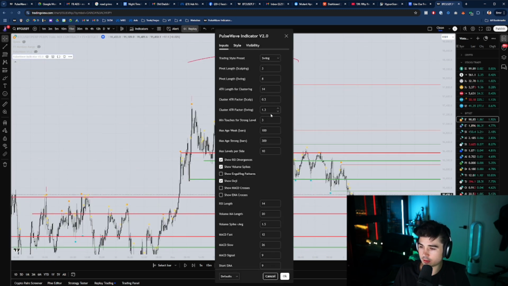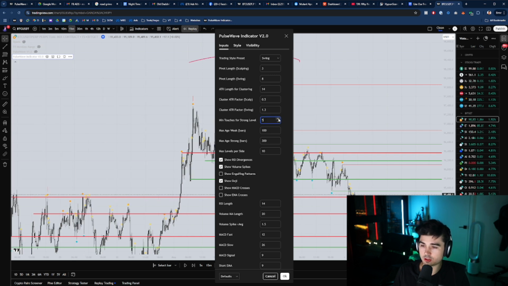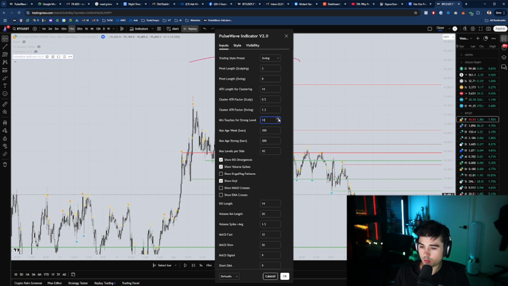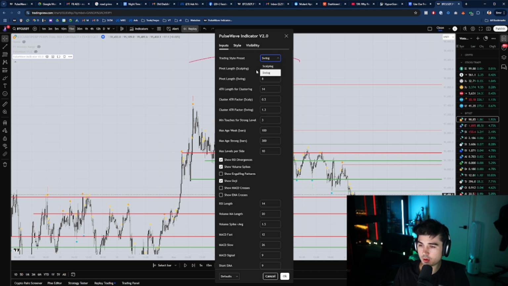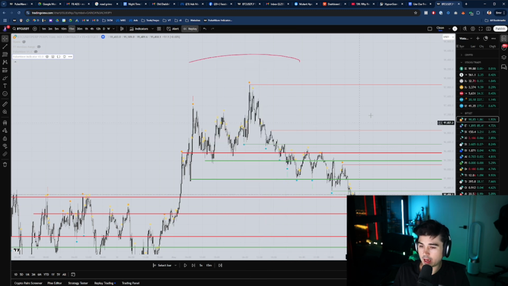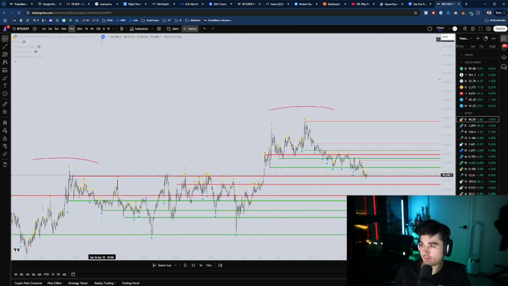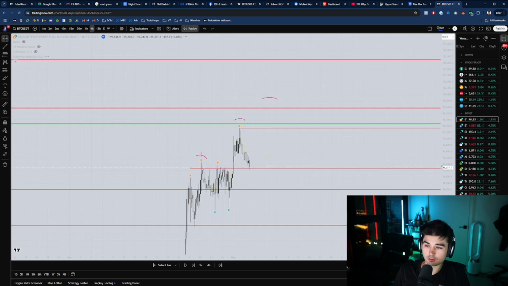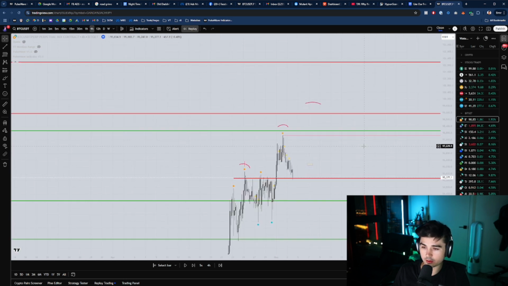So inside of the settings, you can see the minimum touches for a strong level, right? We could change this, so we can make the levels much stronger if we want to. If we want to eliminate a lot of the BS, we could make super strong levels where the minimum touches for a strong level is like 20, but it starts with 3. In scalping mode, by default, it is weighted less, so you'll get a lot more levels. But the way I like to use it, and the way I found the successful Bitcoin trade, is trading on the 4-hour. I like to trade on the 4-hour in the swing mode. I find that works really, really well.